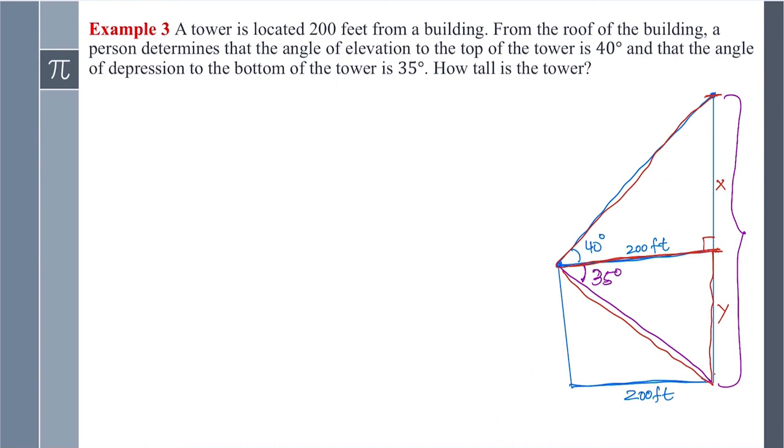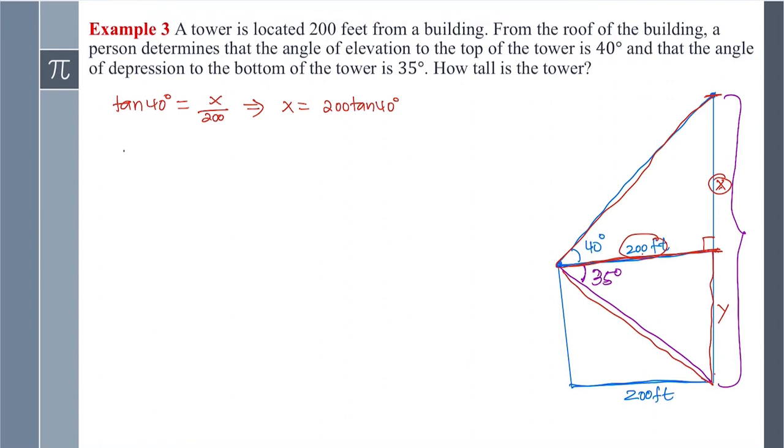From the top triangle, if we are finding x, we are given the opposite and adjacent sides, which means we have to use tangent 40 degrees equals x over 200 feet. Now if we multiply by 200 on both sides, we get x equals 200 times tangent 40 degrees. Let's not put this into the calculator now; we'll put everything together at the end. So now let's use the bottom triangle.